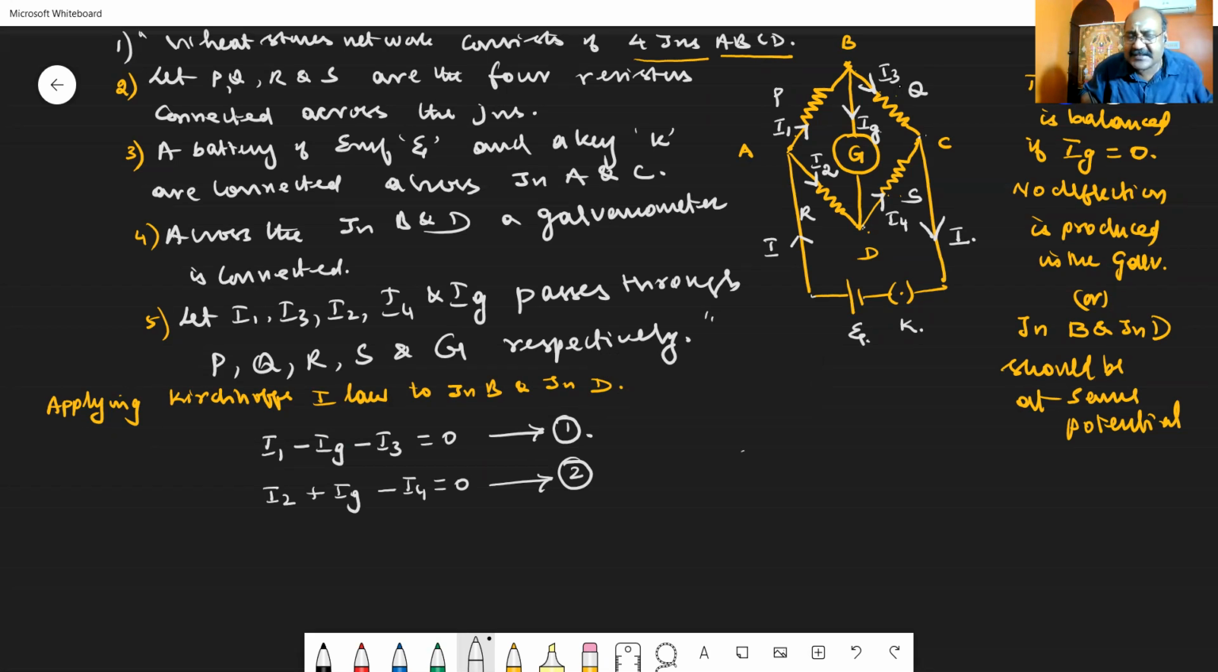Now, let us go for the second one: apply Kirchhoff's first law at junction D. The current I2 is flowing towards the junction.